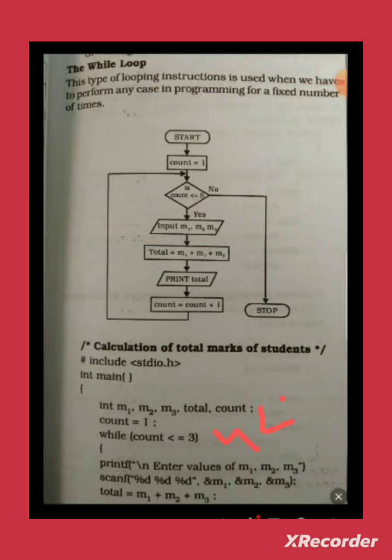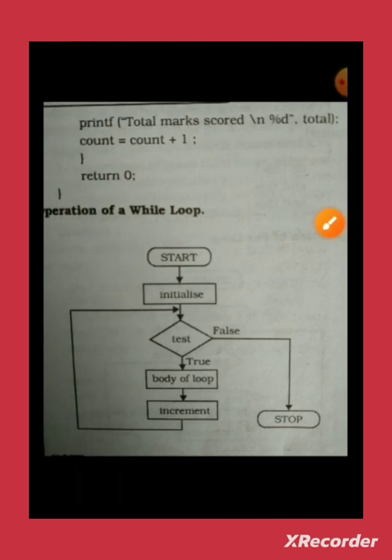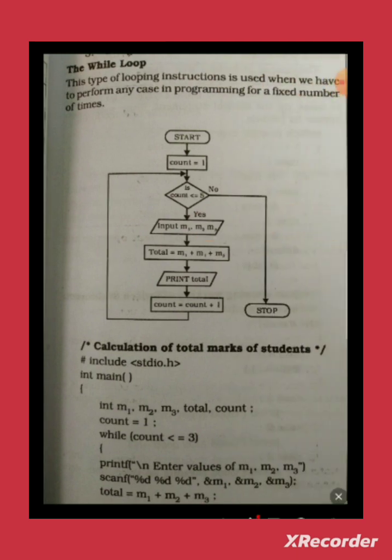4 is less than or equal to 3. This condition is false, so it will not enter the while loop. It will just end the program. For that purpose I have given the while condition count less than or equal to 3. Maximum 3 times it needs to execute, because I want only 3 students' total marks. And initially I gave count equals 1, because I started with calculating the first student's total marks. That's it. It's a simple program using a while loop.